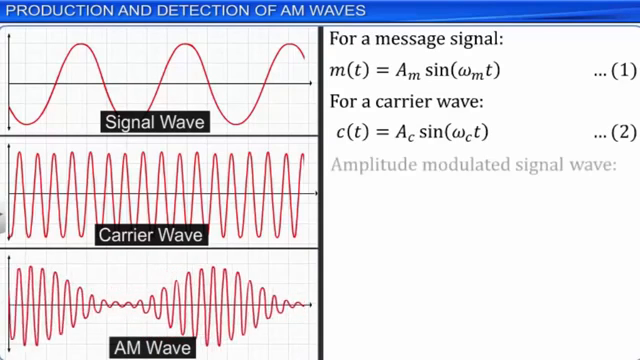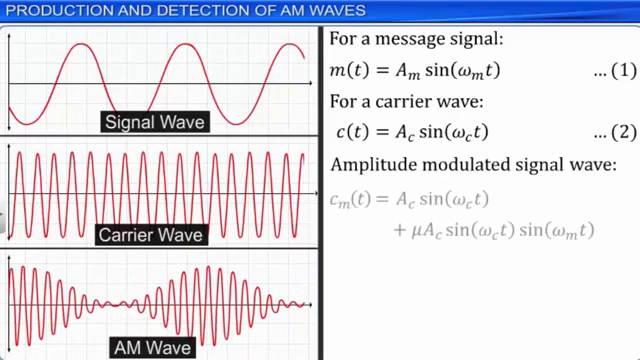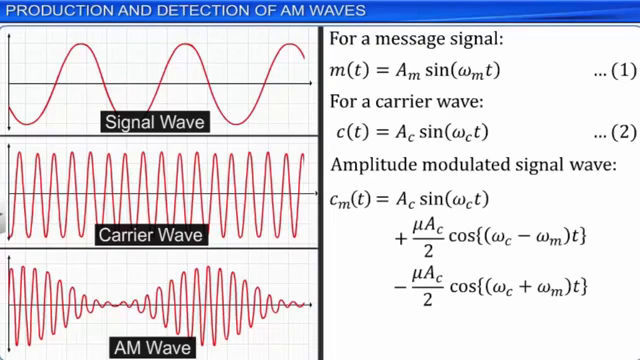The equation for the amplitude modulated wave is given by cm(t) = Ac sin ωc t + μ Ac sin ωc t sin ωm t, where μ is the modulation index of the modulated wave, which is the ratio of Am to Ac. Let this be equation 3. This equation is further modified to get cm(t) = Ac sin ωc t + (1/2) μ Ac cos(ωc − ωm)t − (1/2) μ Ac cos(ωc + ωm)t, which you have learnt earlier. Let this be equation 4.